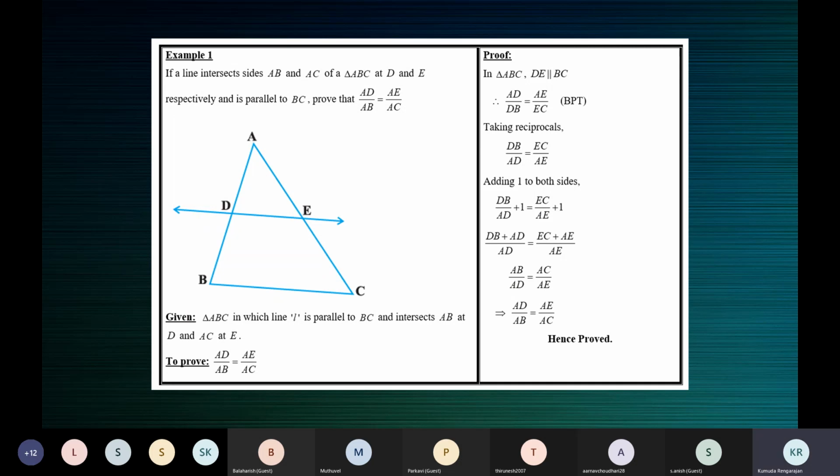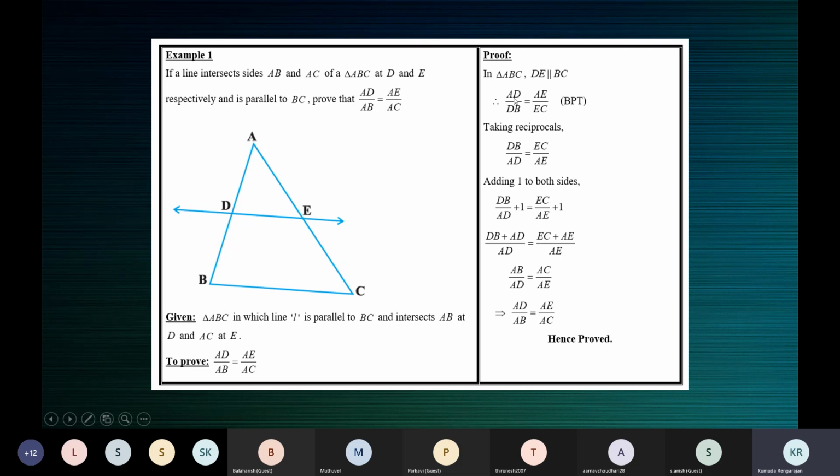Only if you tell me if you understand, because the rest of it is easy. Adding one and getting the result, you know. So this is the result by BPT. Sometimes you have to add one straight away. Sometimes you need to take reciprocals and then add one. So here we have to take the reciprocal and then add one because we have AD and AE in the result here. So AD and AE are in the numerators.